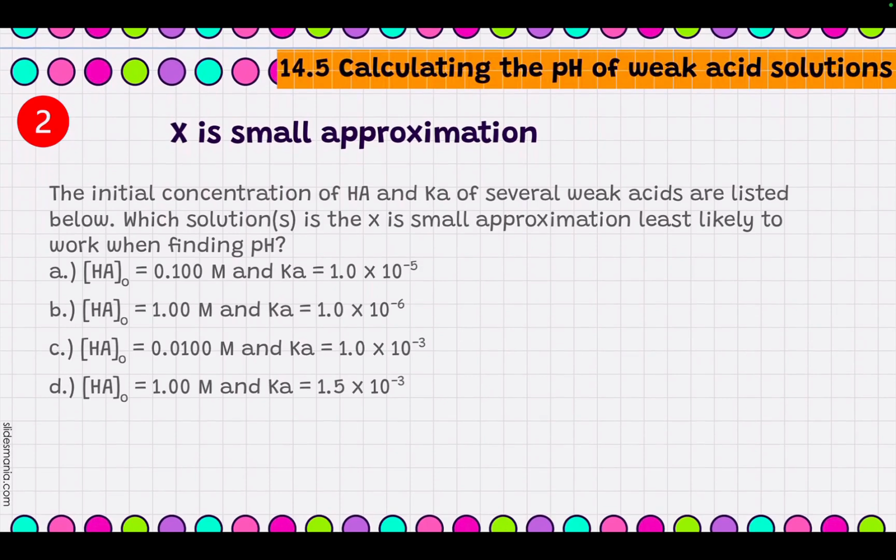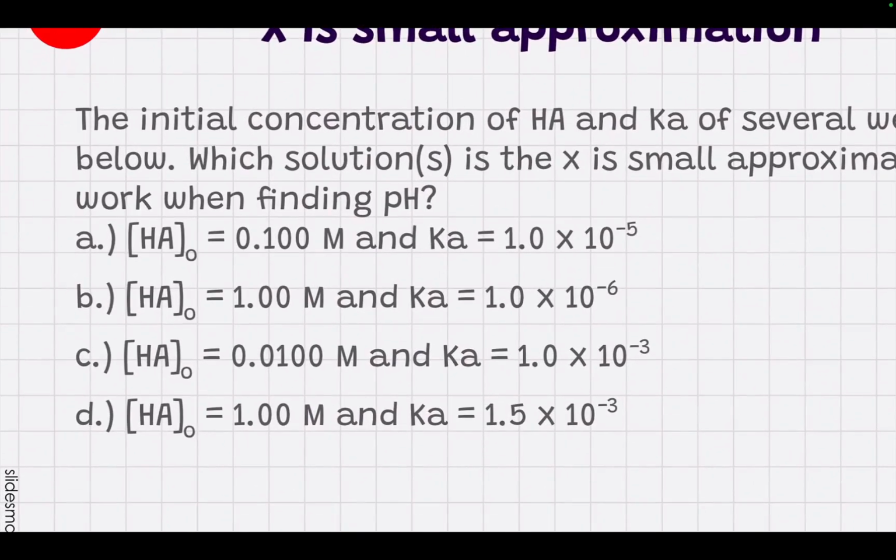So here is an example of where you can look at when the X is small approximation is valid. If you look at these combinations of the initial concentration of the acid compared to the Ka value, you should be able to pick at least one here where it's not valid. So let's look at these one at a time. I find it helpful to put them both in the same format.